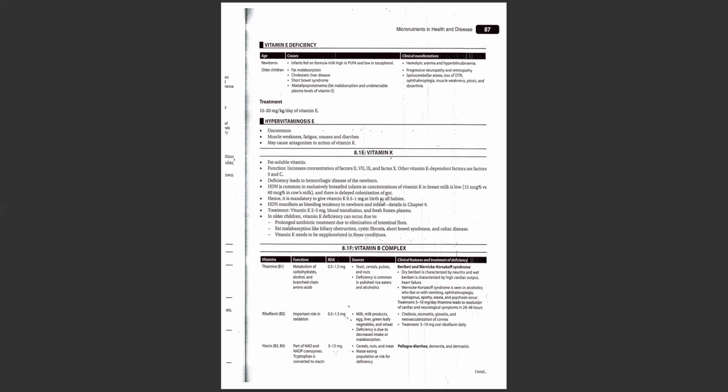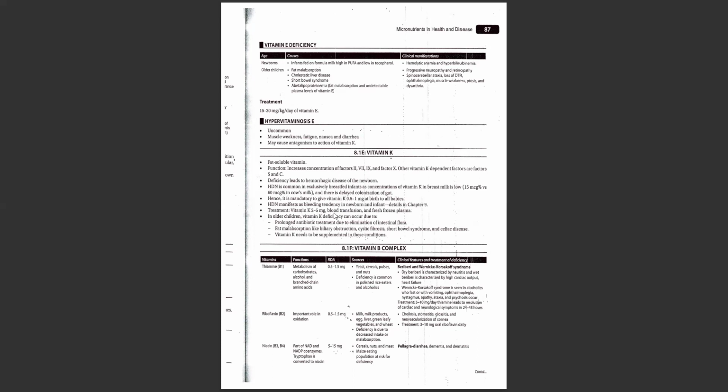So after birth, we have to give vitamin K 0.5 to 1 milligram to all babies to prevent hemorrhagic disease of the newborn, because we already know that breast milk has very little vitamin K. Hemorrhagic disease of the newborn manifests as a bleeding tendency in newborns and infants. For prevention it is 0.5 to 1 milligram, but for treatment it is vitamin K 2 to 5 milligram.